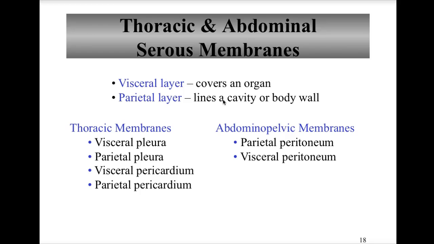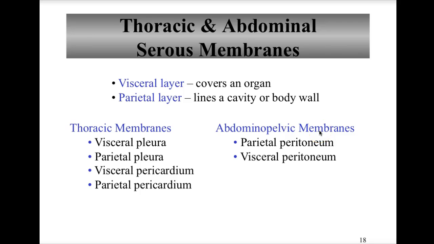The next area then would be the heart, so this would all be pericardial. So you have a membrane that covers the heart, that would be called the visceral pericardium. And then you have the membrane that lines the pericardial cavity, that is called the parietal pericardium. And you can see that those names are associated right here. Then you have those membranes of the abdominopelvic cavity, or the abdominopelvic serous membranes.